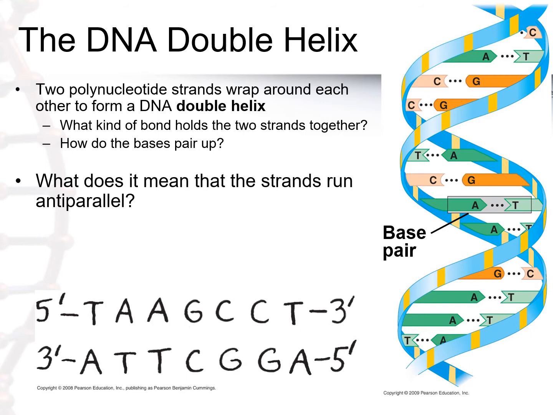The other thing that's going to become important, and for right now I'm just going to introduce it to you, but later it will be important, is the fact that these two strands of DNA that twist around each other to form this double helix and are held together through hydrogen bonds through complementary base pairing do not run in the same direction. One runs in one direction and the other runs in the opposite direction. We say these run in an anti-parallel direction.